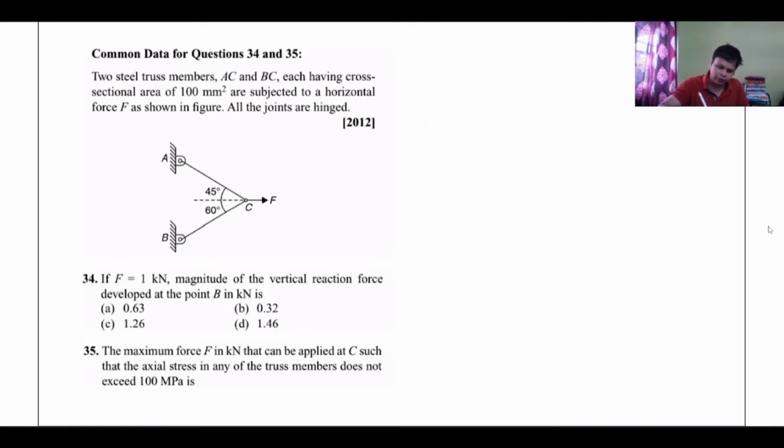So to solve this question, I use Lami's theorem. Lami's theorem is again a very widely used theorem in the concept of truss, so make sure you're very comfortable with using it. Let me see the equilibrium of joint C. There is a force F, which is given to be 1 kilonewton in part 1. Now there will be a force in this direction, that is FBC, and there is a force in this direction, that is FAC.